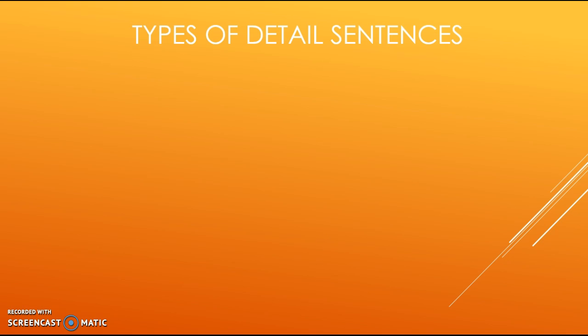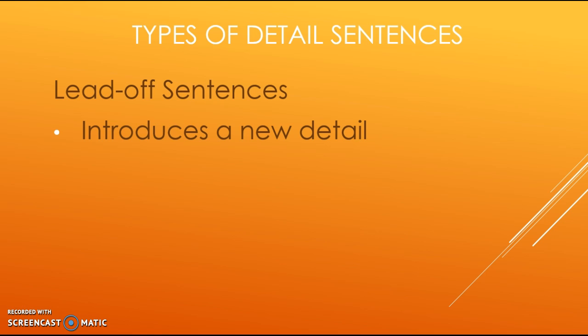So our next thing is our different types of detail sentences. First one is lead-off sentences. And the lead-off sentence is like a lead-off batter. A lead-off batter comes up to bat first in the batting lineup. A lead-off sentence comes up first in the lineup of detail sentences that are written about the same detail. Thus, the lead-off sentence introduces a new detail to the reader. So it introduces a new detail, and it contains a transition.